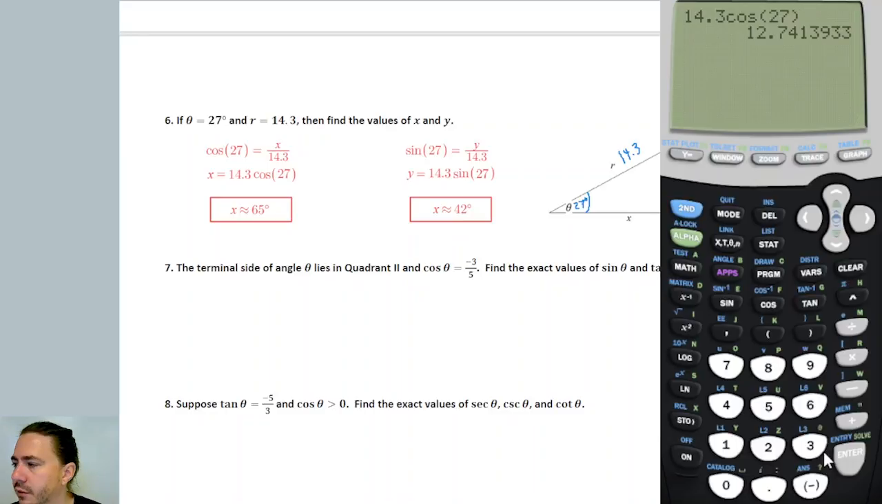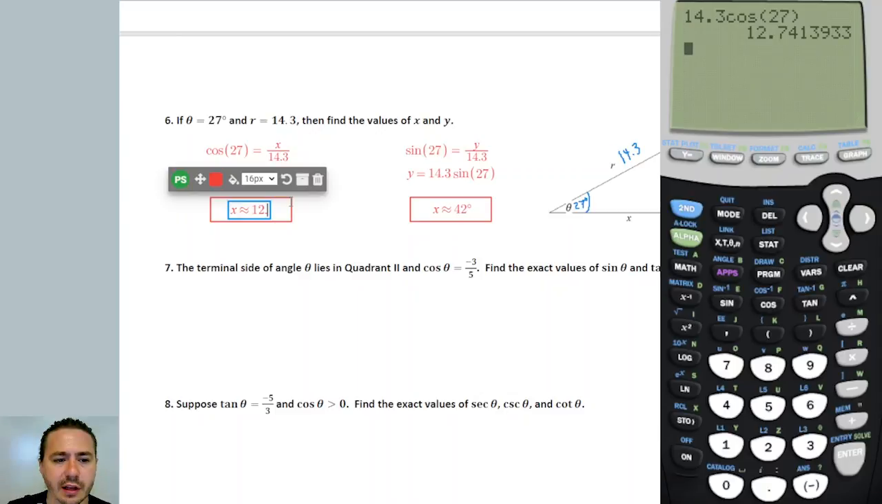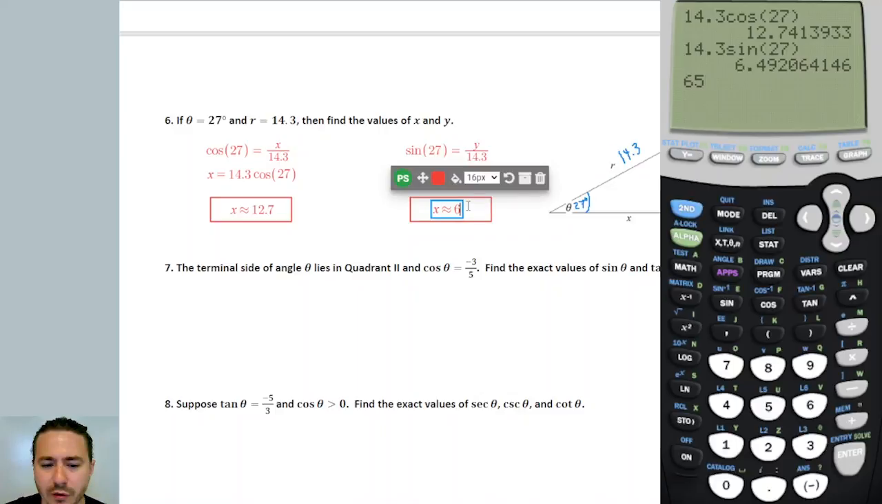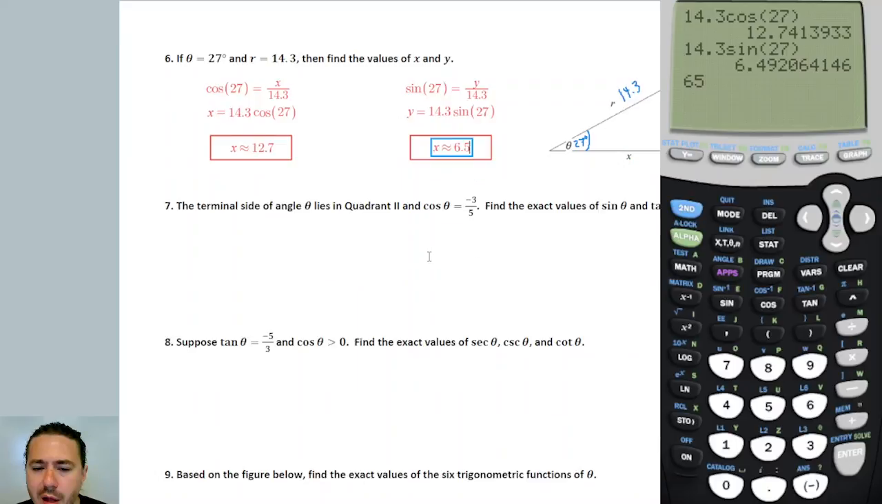So we'll say that x is approximately 12.7, and we have no units here, so we're just going to leave it like that. It's almost like maybe there could be some more information here, but okay, we'll just roll with it. 14.3 times sine of 27, so y is going to be about 6.5. Okay. Looks like we only got a couple problems left here.